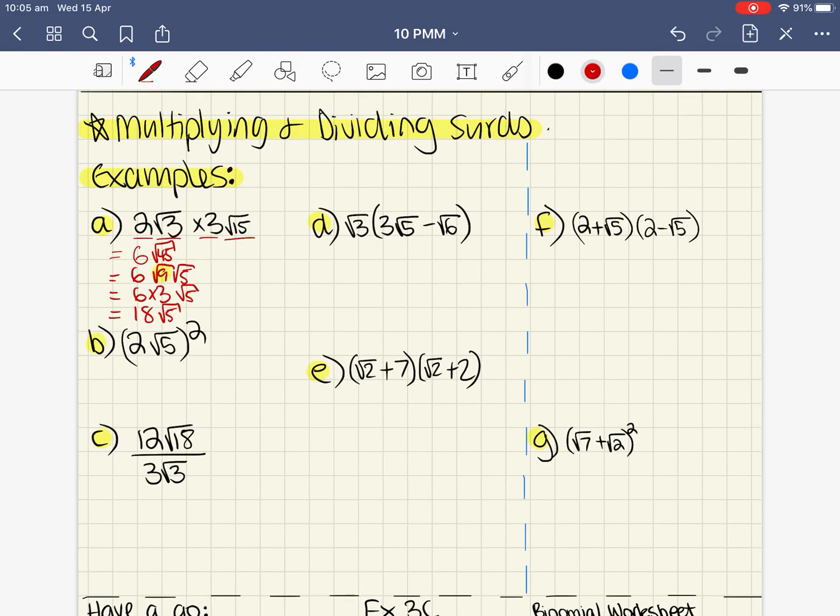So when it comes to multiplying and dividing surds, really we're just putting all of our surd knowledge together. It is arguably easier than what we did last lesson with adding and subtracting surds.